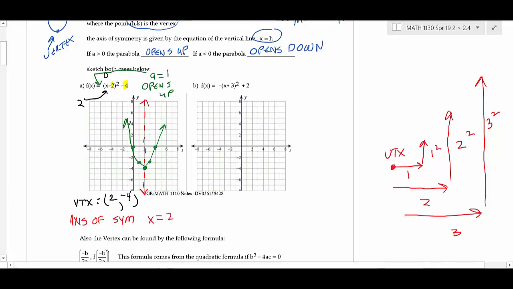Now see, that's going to change if you put a number, like if you put a 2 in front of that, then you would go over 1 up 2 times 1, or you go over 2 up 2 times 4, and so forth. So it goes like that. So that's kind of a nice shortcut to learn. Okay, so that's how you do your graph if it's in vertex form.